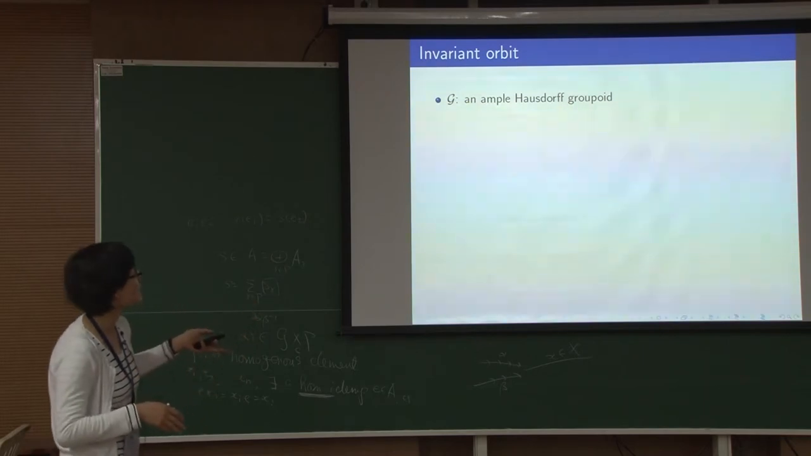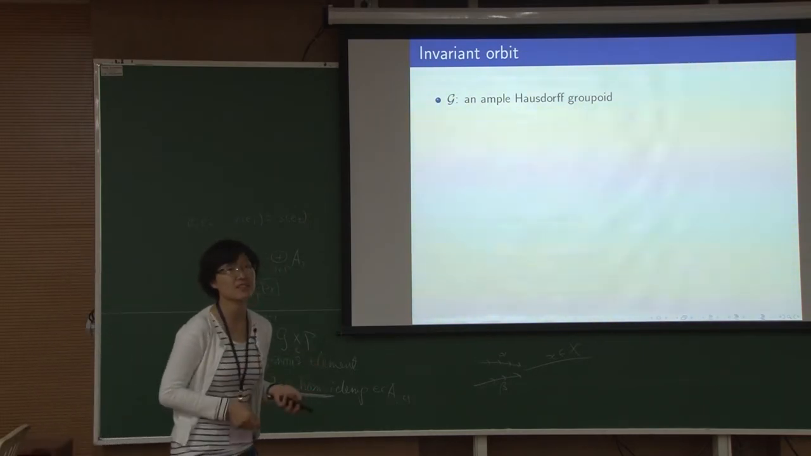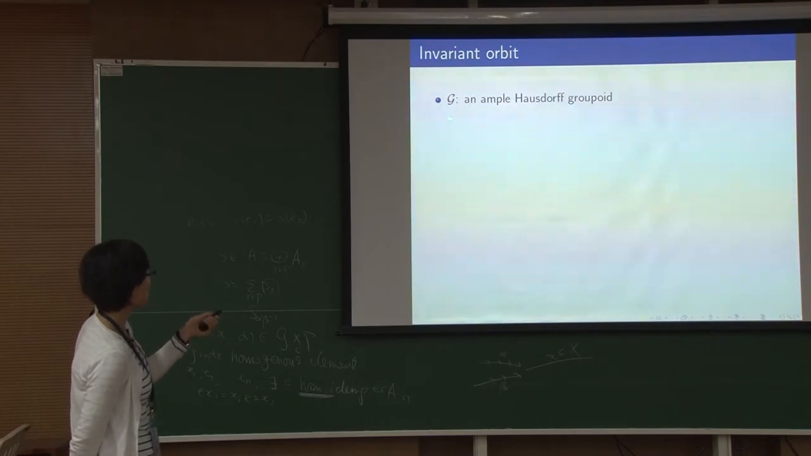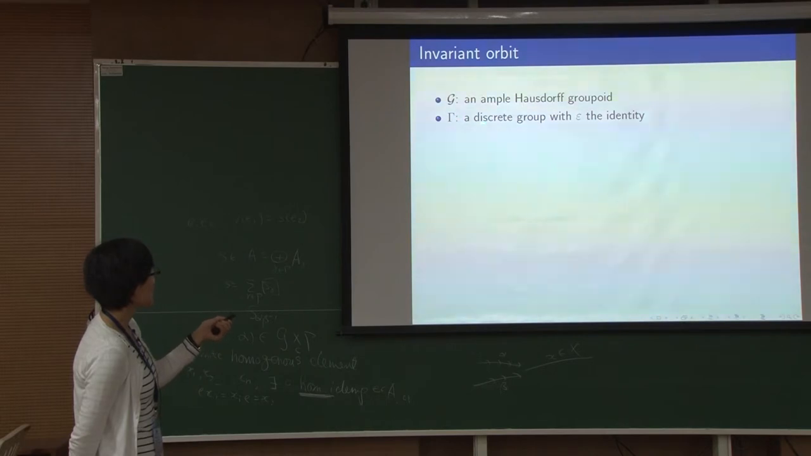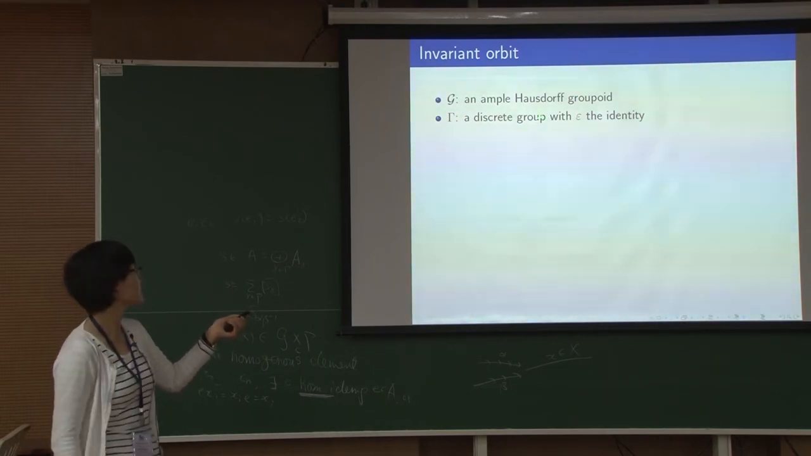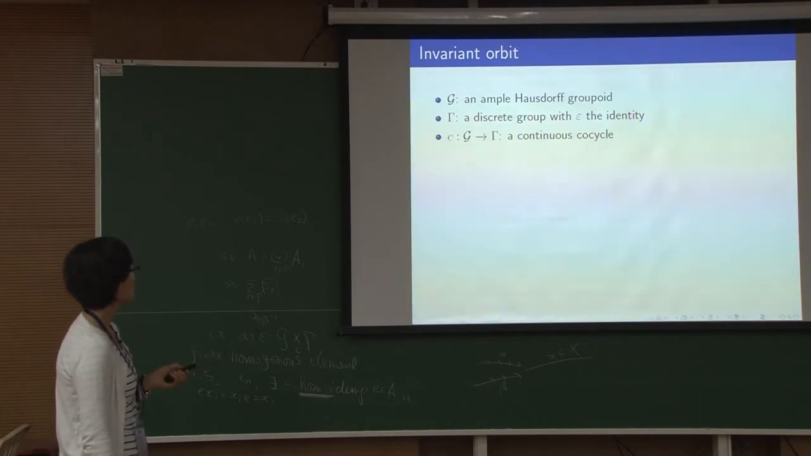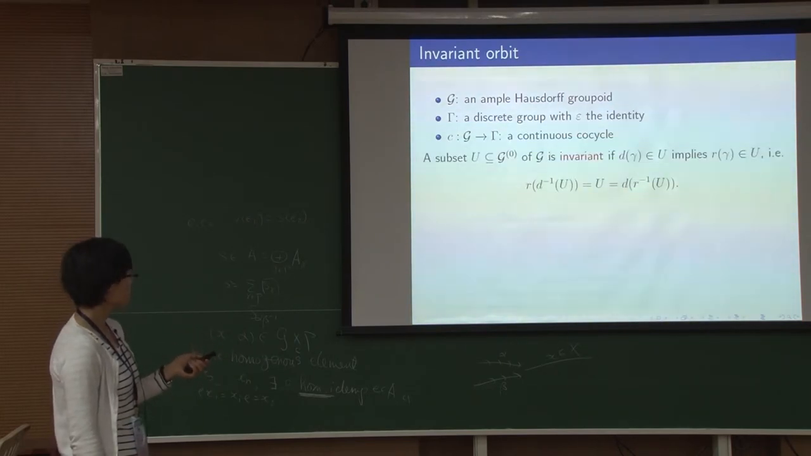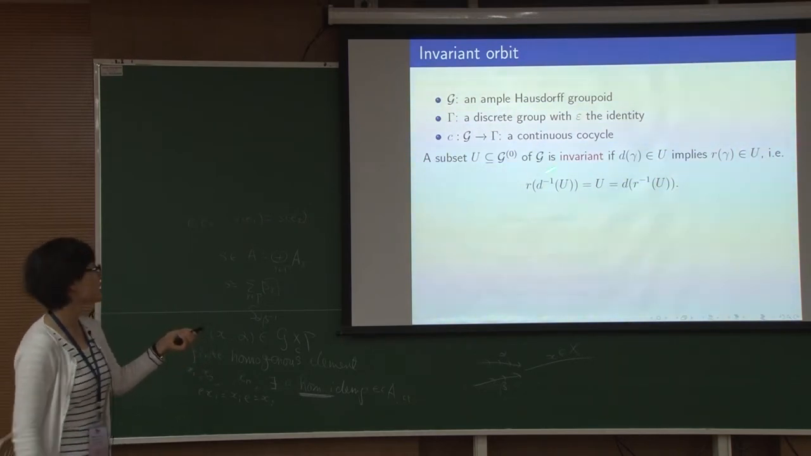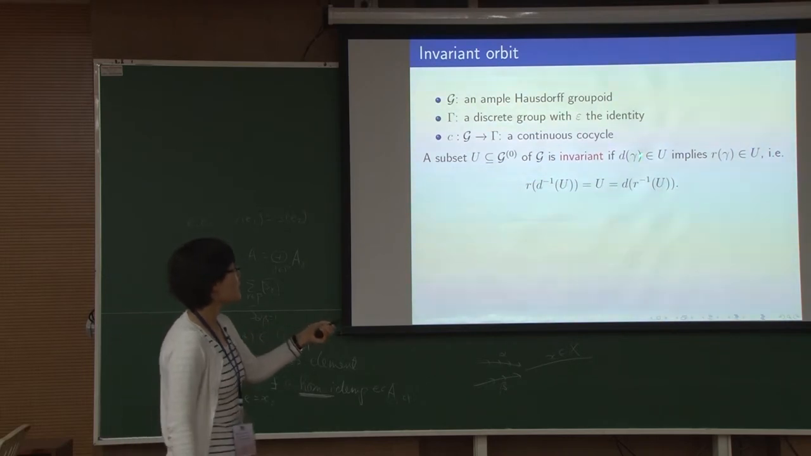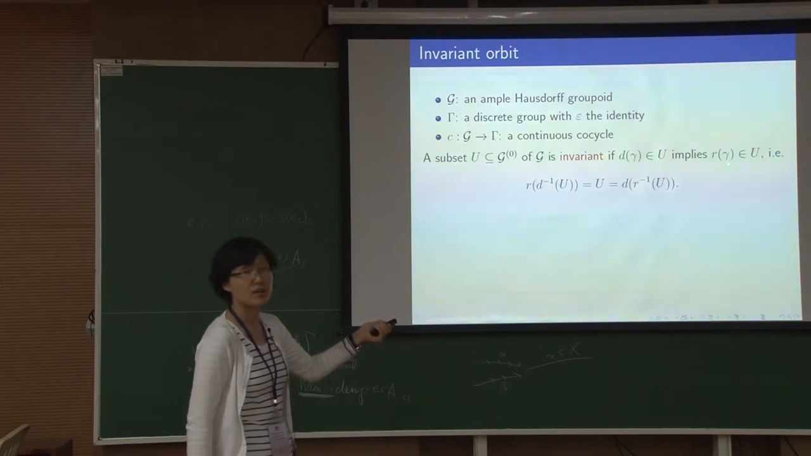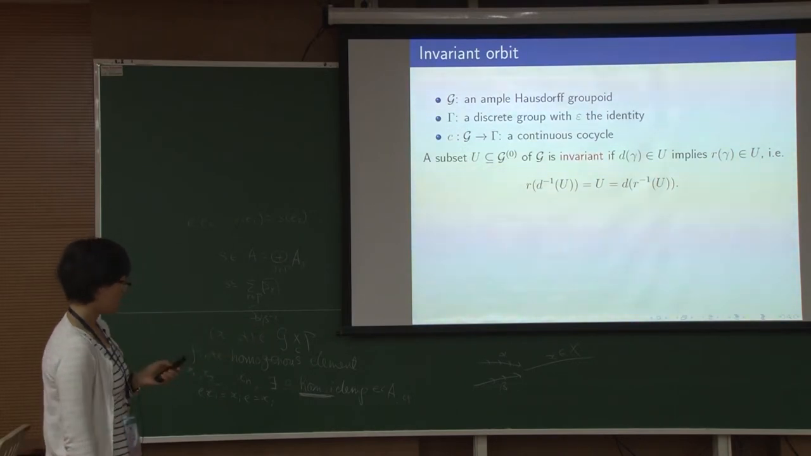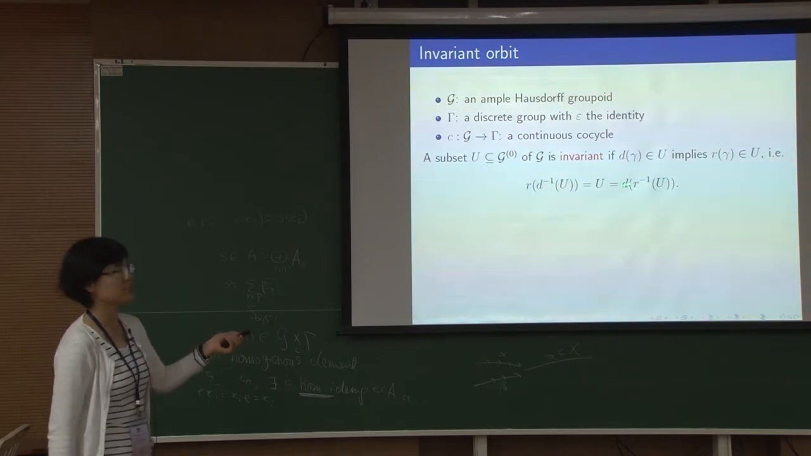Okay, the last part we will give the graded representations for the Steinberg algebras. So now let's give some notations. First, G is an ample Hausdorff groupoid, and we suppose gamma is a discrete group with the identity, and C is a continuous cocycle from G to gamma. Let's recall that a subset U of the unit space of G is called invariant if the domain of an element gamma is in U, which implies the range is in U. So that means we have this formula, which means the saturation of U is itself.